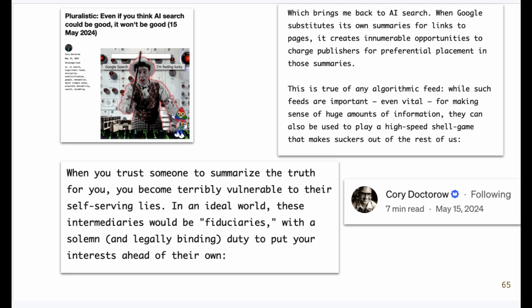While such feeds are important, even vital, for making sense of large amounts of information, they can also be used to play a high-speed shell game that makes suckers out of the rest of us. When you trust someone to summarize the truth for you, you become terribly vulnerable to their self-serving lies. In an ideal world, these intermediaries would be fiduciaries with your solemn and legally binding duty to put your interest ahead of their own.